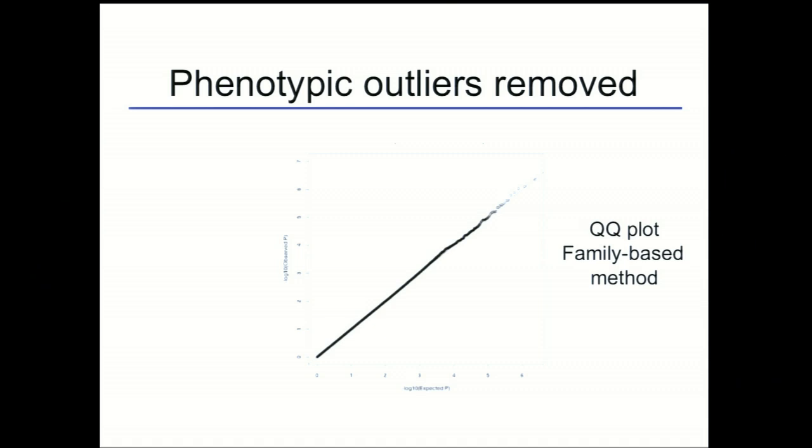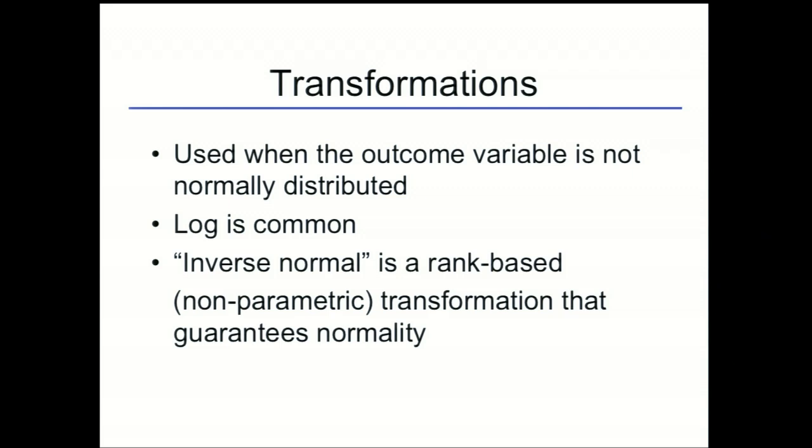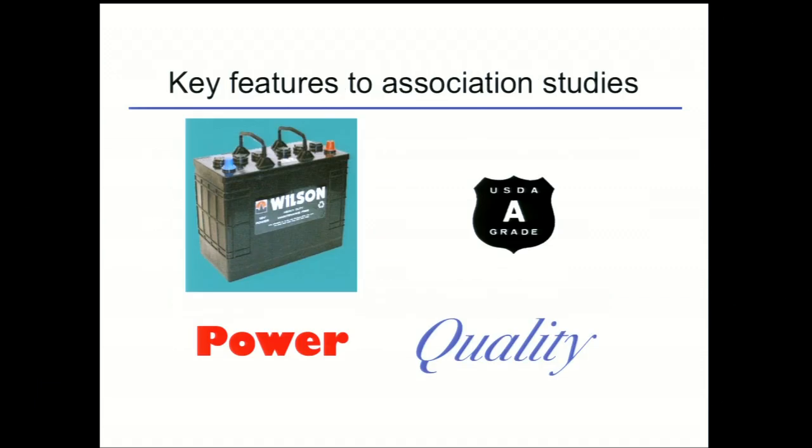So it's not just at the genotype level that you have to be careful about your QC, it's also at the phenotype level. And again, particularly small numbers of minor allele counts and family-based methods are susceptible to these sorts of problems. There are ways of transforming your phenotype, but one of the safest is the inverse normal transformation, which is a rank-based non-parametric transformation where you basically force your distribution to be normal.